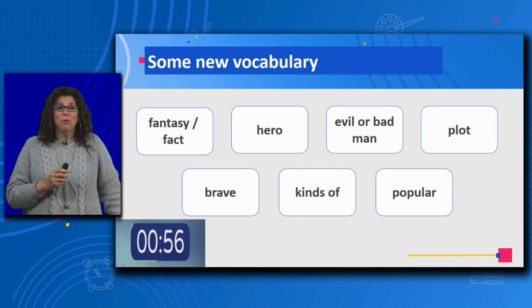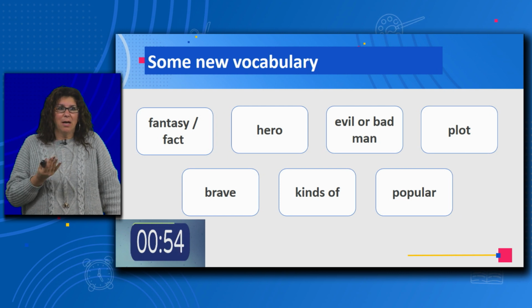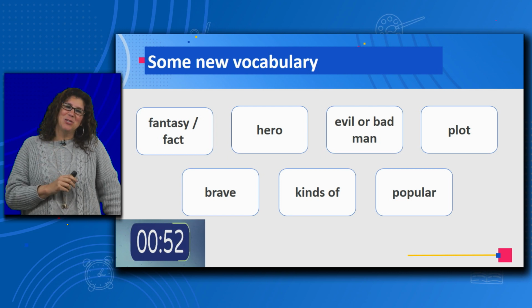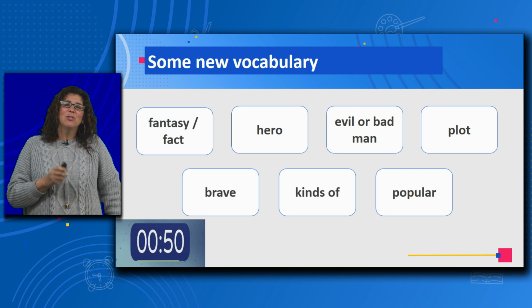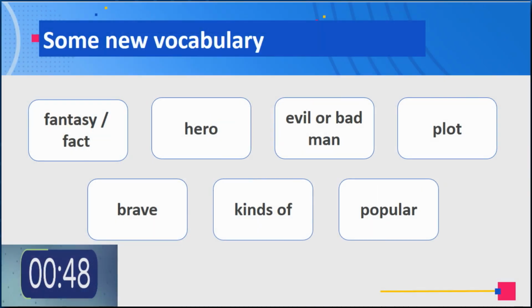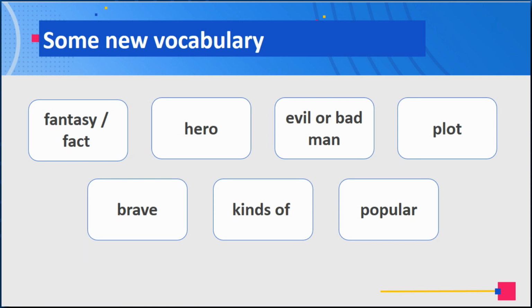What I want you to do though, before we do that, see I forgot, is I want you to copy down these words. I'm giving you a minute so that you can copy them so that you'll be able to use them later. You know something? I'll go back and I'll give you a full minute here. Here we go.